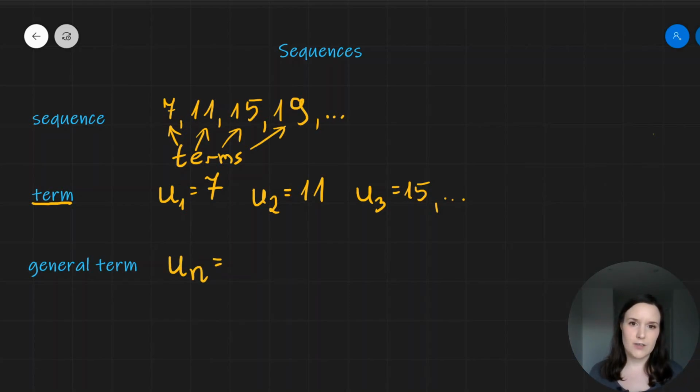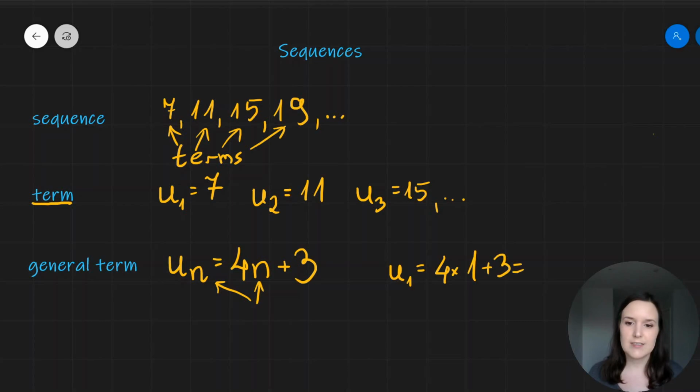General term or the nth term we can give using a general formula. In this case, it is 4n plus 3. That's the general formula, and that's the recipe for the nth term. So any term in this sequence can be calculated using this formula. If I want to calculate the first term, I simply substitute 1 for n. n stands for the number of the term. So the first term is 4 times 1 plus 3, and that is 7, which is confirmed by my list.